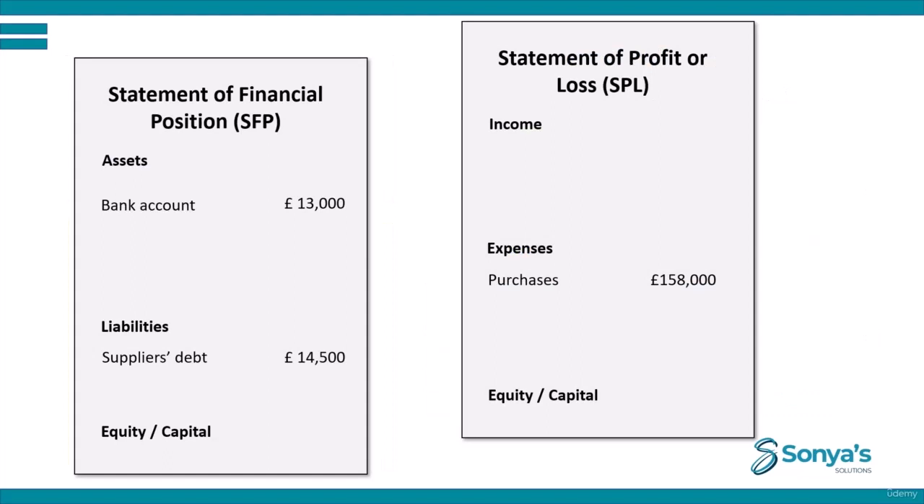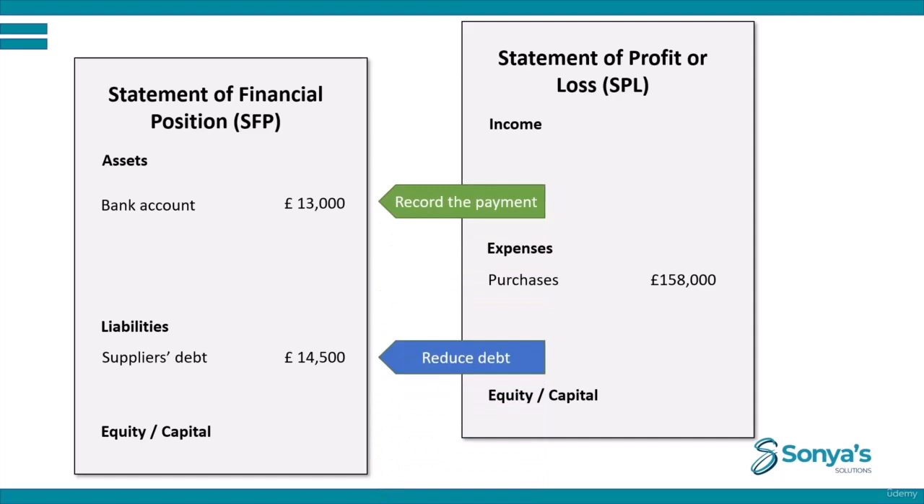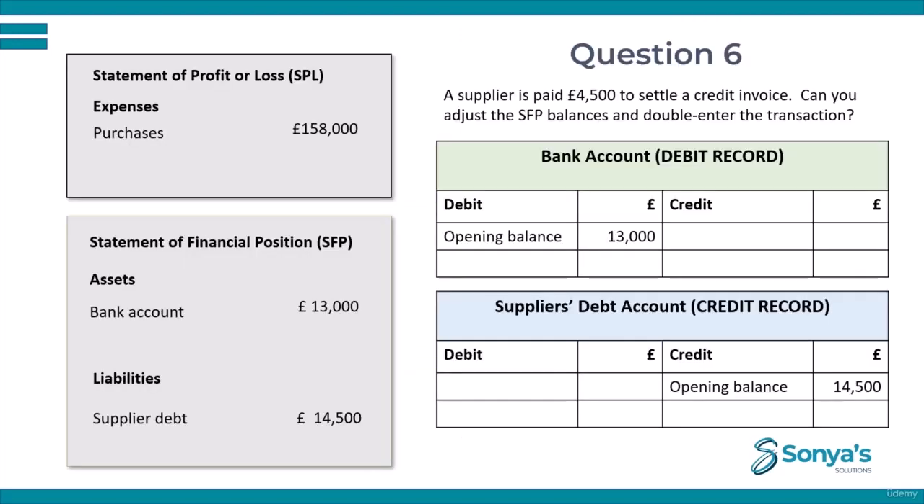When the business settles the debt, we need to record the payment using either the bank or cash account, as well as reduce the debt. We need to remember not to use the purchases account. The invoice was recorded in the purchases account when it was received, probably 30 days ago. If we use this account again, we'll duplicate the original transaction. Get ready to pause the video to give yourself time to read and answer the question.